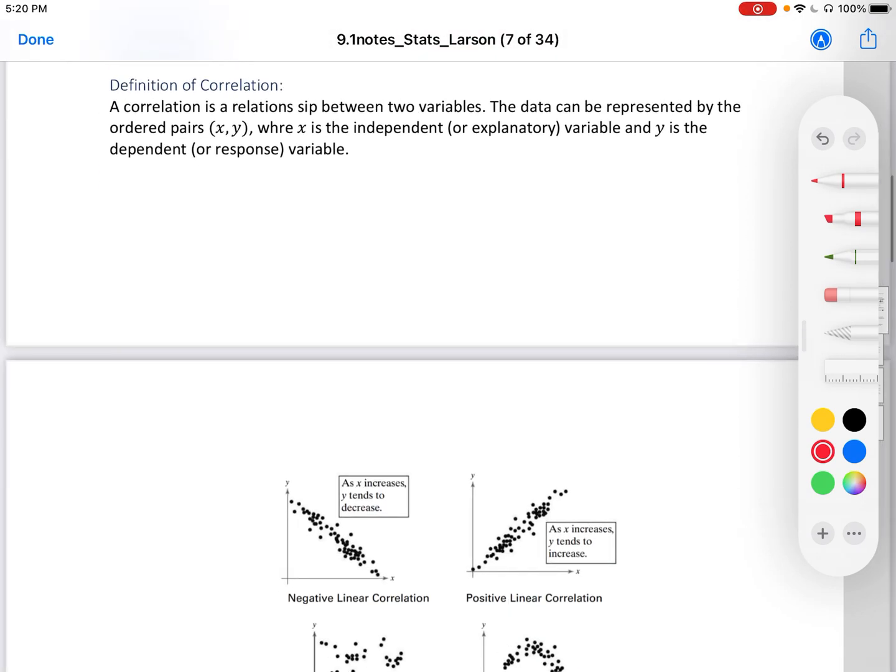So here's our new content. Let's begin with the definition of correlation. A correlation is a relationship between two variables.